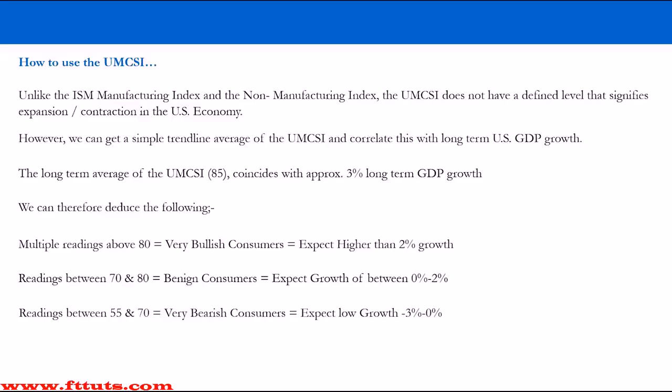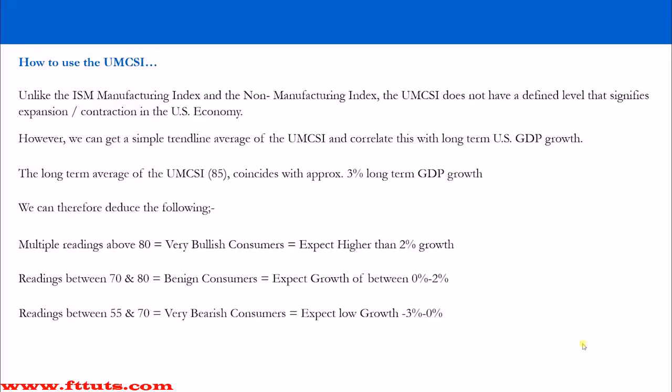Readings between 70 and 80 are benign consumers. So they're neither bullish or bearish, and we can expect a growth rate of between 0 to 2%. Readings between 55 and 70 are very bearish US consumers, and we can expect contractionary conditions in the future in real GDP growth, and we expect low growth rates of around 0 to -3%.